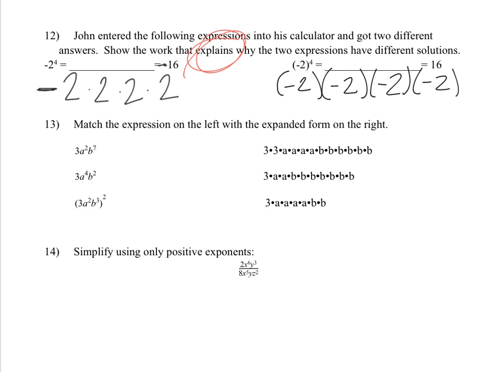If you plop that into your calculator, appropriately, you will end up seeing that those two negatives, a negative times a negative is a positive. They cancel out. That's why you get 16.